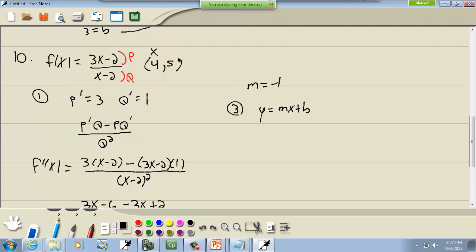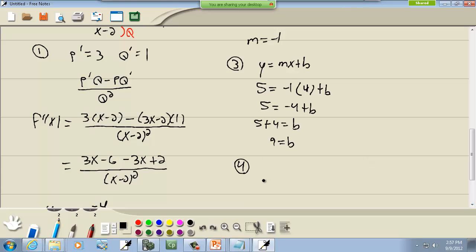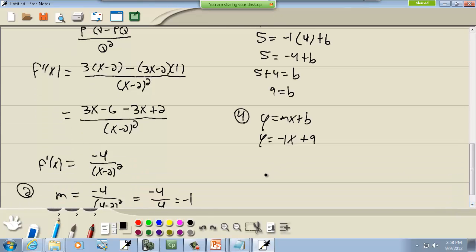Now, to find the equation of the tangent line, we're going to plug this in for x, plug this in for y. So we got 5 for the y. M we said was negative 1, and x is 4, plus b, and solve for b. Well, negative 1 times 4 is negative 4. Take negative 4 over the left side, becomes a positive 4, and you get b is equal to 9. Well, step 4, we can't forget our answer. We just found m, which is negative 1. So we got negative 1x, and b, which is 9. So our answer is y is equal to negative x plus 9.